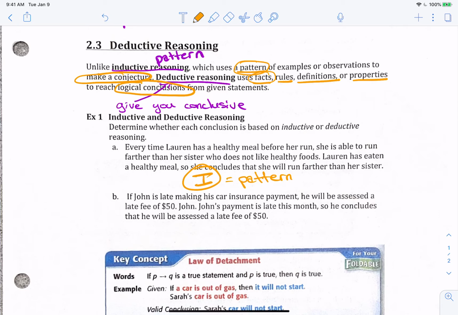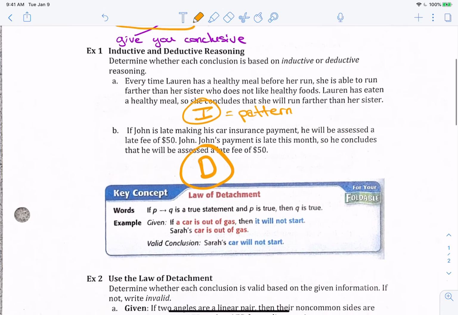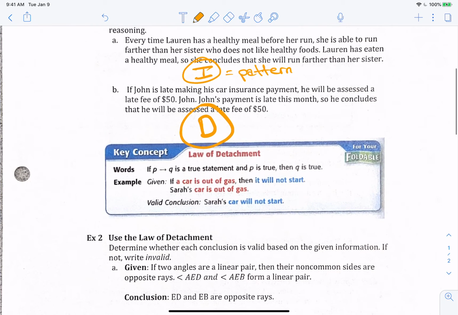If John is late making his car insurance payments, he will be assessed a late fee of $50. John's payment is late this month, so he concludes that he will be assessed a late fee of $50. Fact or pattern? Fact. There's no ifs, ands, or buts about it. That is deductive reasoning. I am taking the facts and drawing conclusions from the facts, no longer patterns.